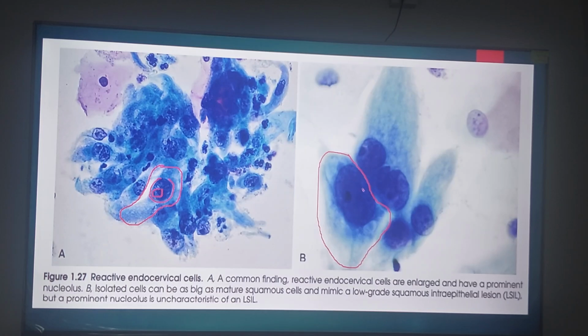Here the nucleus is enlarged, hyperchromatic, and isolated, in big mature squamous cells. It mimics low-grade squamous intraepithelial lesion. It might be low-grade squamous intraepithelial lesion because the nuclear size is increased, with hyperchromasia, prominent nucleoli, and coarse chromatin. All these features are characteristic of low-grade squamous intraepithelial lesions.